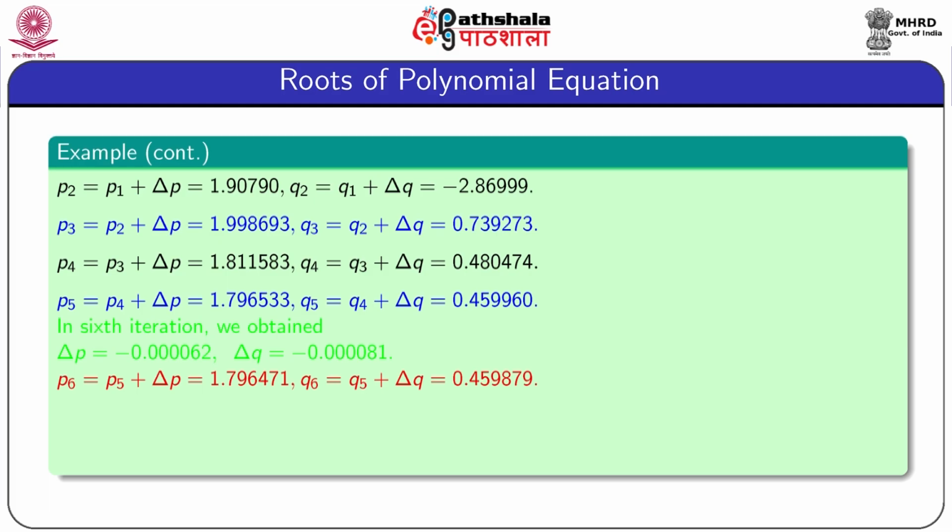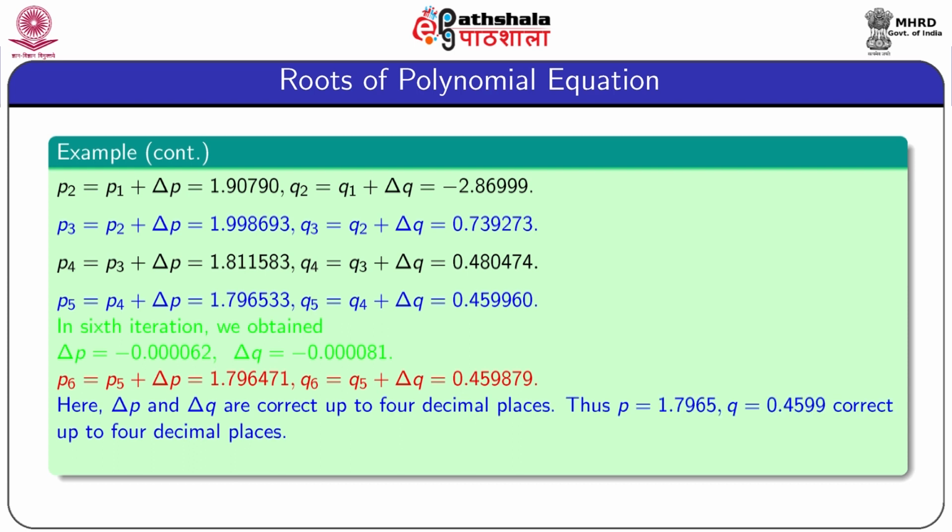Therefore, the sixth iterated values are p6 equal to p5 plus delta p, which is equal to 1.796471, and q6 equal to q5 plus delta q equal to 0.459879. So these are the sixth iterated values of the parameters p and q. Hence delta p and delta q are correct up to 4 decimal places. Therefore, the values of p and q are 1.7965 and 0.4599 correct up to 4 decimal places.